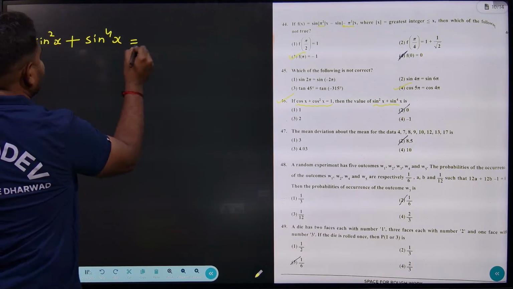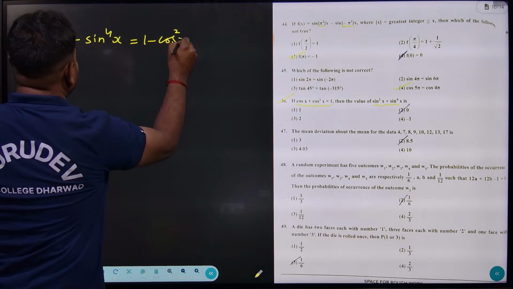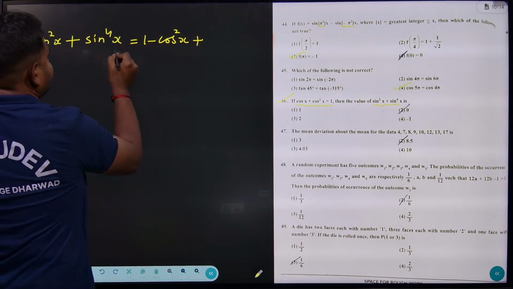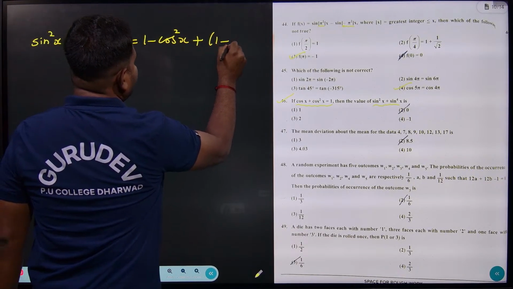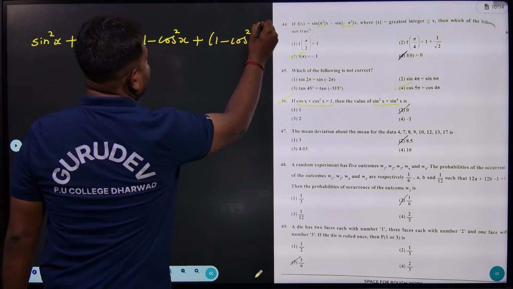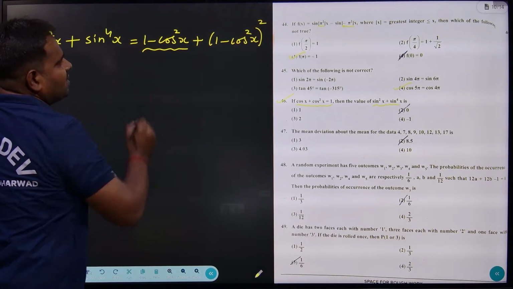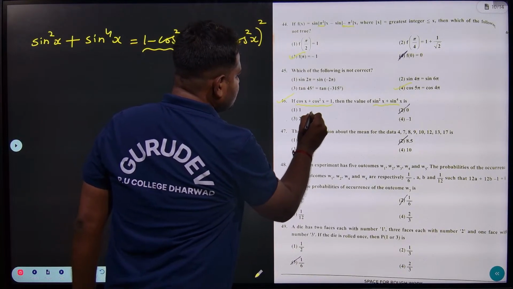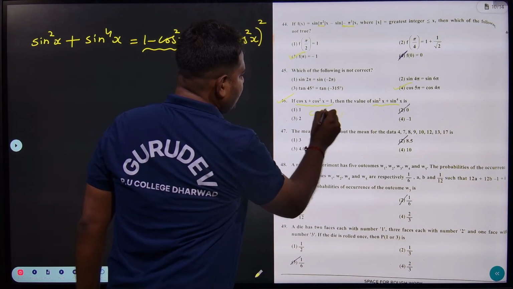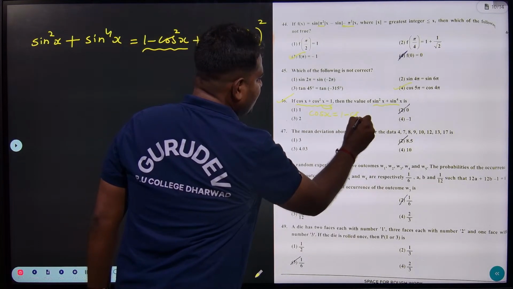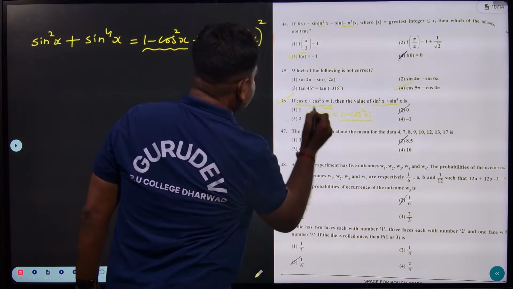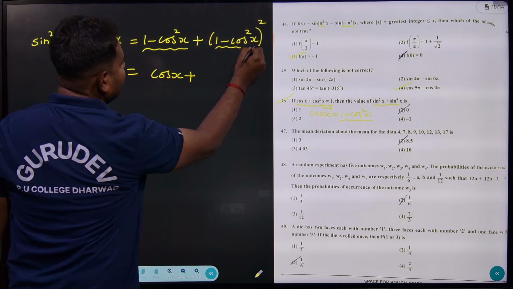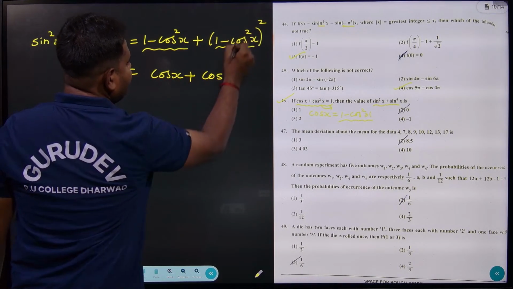Now sin square x can be written as 1 minus cos square x, and this can be written as sin square x whole square. Sin square x whole square can be written as 1 minus cos square x whole square. Now what is 1 minus cos square x, students? From this, observe here, cos x is equal to 1. If I take plus cos square x to that side, minus cos square x. So 1 minus cos square x is replaced by cos x, and again here this is nothing but cos x, again cos x, we have square again.